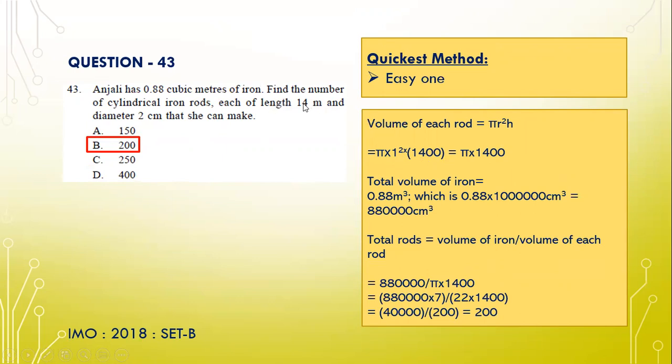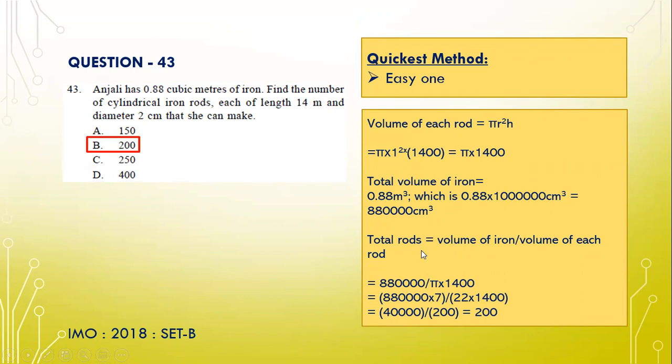Height is equal to length, isn't it? So, length will be 14 meters, which is 1400 centimeters. So pi into 1 square into 1400 will be pi into 1400. And the total volume of iron is 0.88 cubic meters. 1 meter is 100 centimeters, so 1 cubic meter is 100 into 100 into 100, which is 1 million cubic centimeters. So it is 0.88 into 1 million cubic centimeters, which is equal to 8,80,000 cubic centimeters.